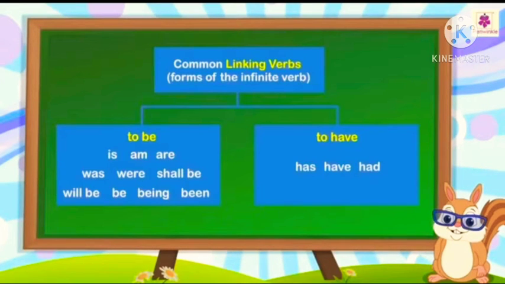The common linking verbs are forms of the infinitive verb. They are divided into two categories: one is to be verbs and one is to have verbs. Both to be and to have words are linking verbs, but they are differently categorized. For example, in to be verbs we have is, am, are, was, were, shall be, will be, being, been. And in the category of to have verbs, we have has, have and had. Only these three verbs as linking verbs.